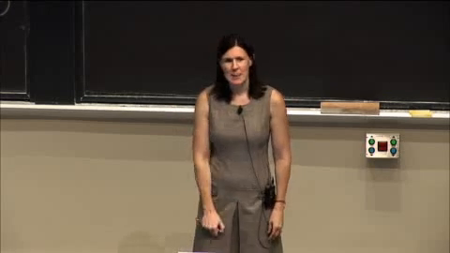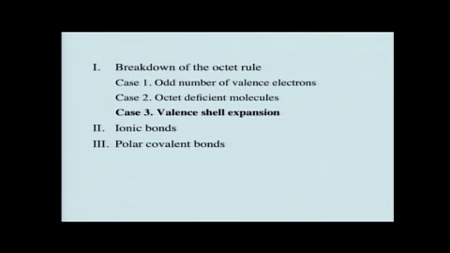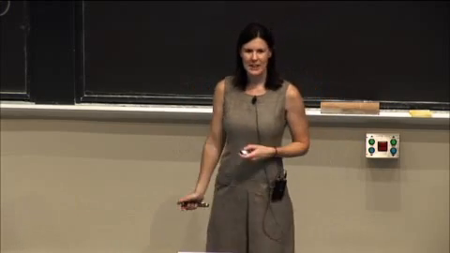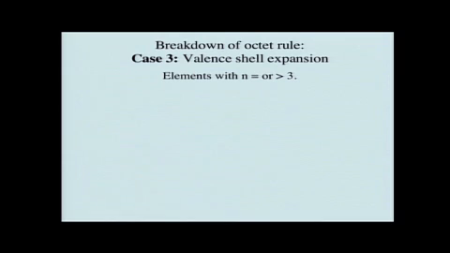We have one more exception, and this is valence shell expansion. And this can be the hardest to look out for. Students tend to forget to look for this one, but it's very important as well because there are a lot of structures that are affected by this. And this is only applicable if we're talking about a central atom that has an n value, or principal quantum number, that's equal to or greater than 3.